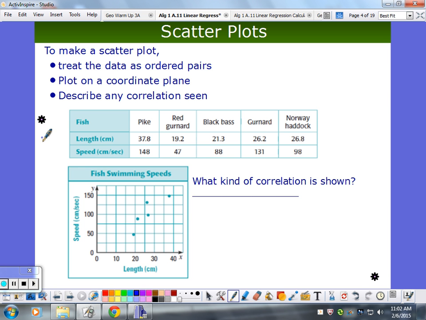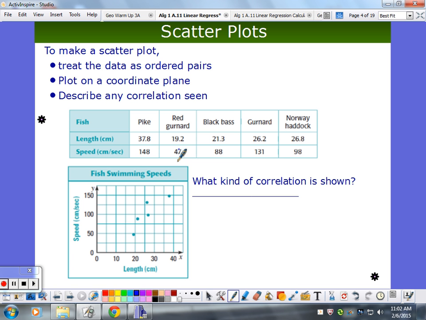Okay, so I've got this little example here. This is a fish, and I'm looking for a relationship between how long this fish is and how fast it swims. So there might be a hypothesis: long fish swim faster. Maybe somebody's trying to decide if that's true. So this fish is almost 38 centimeters long. Here's its speed, in centimeters per second.